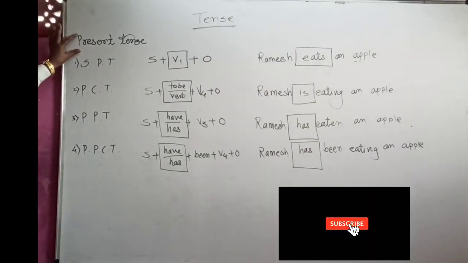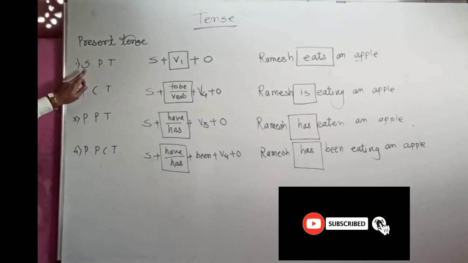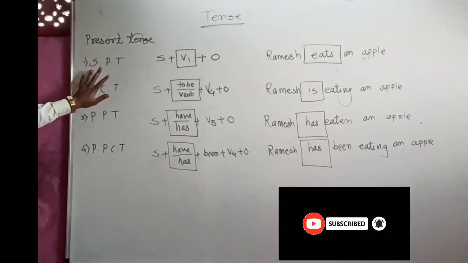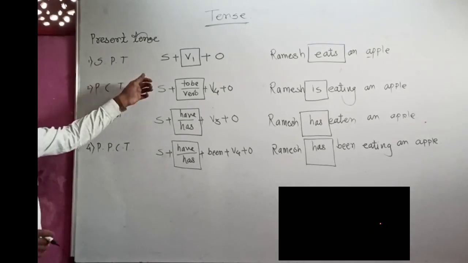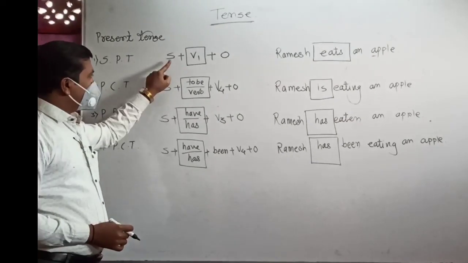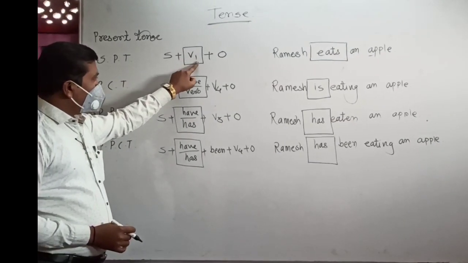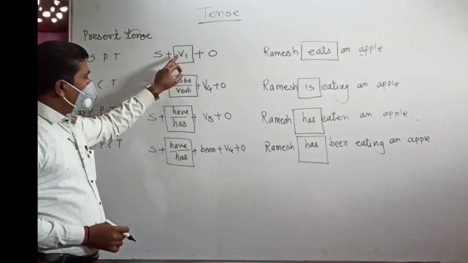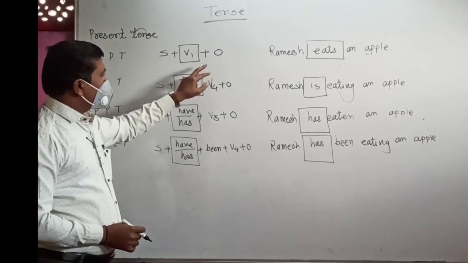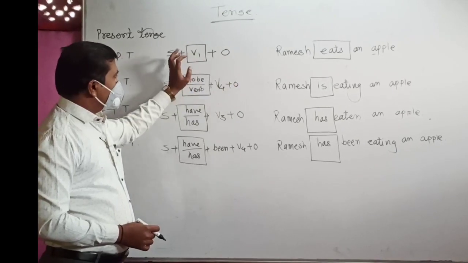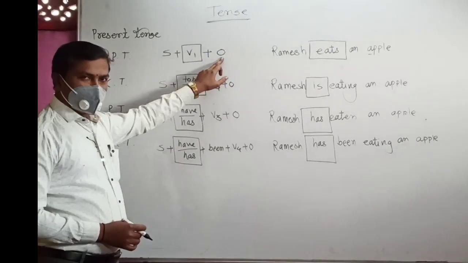In present tense, there are four types. The first one, SPT, stands for simple present tense. The formula of simple present tense is subject plus V1 plus object, where V1 means the first form of the verb.